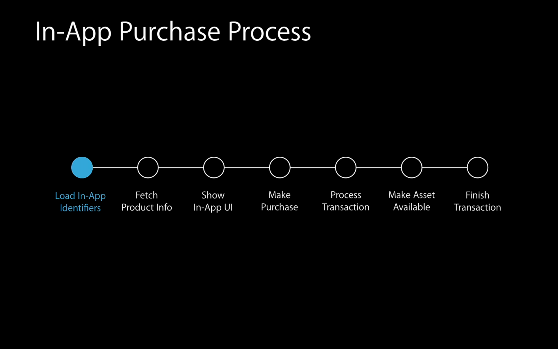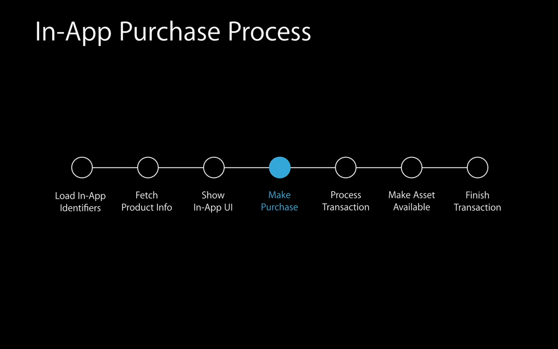The first thing you've got to do is know what you're going to sell. You need to load those in-app purchase product identifiers. And then once you know what you're going to sell in terms of those product identifiers, you need to ask the App Store for the localized information about those products. And we do that with SKProductRequest. That gives us back a bunch of SKProduct objects that we can then go and draw our really beautiful in-app purchase UI.